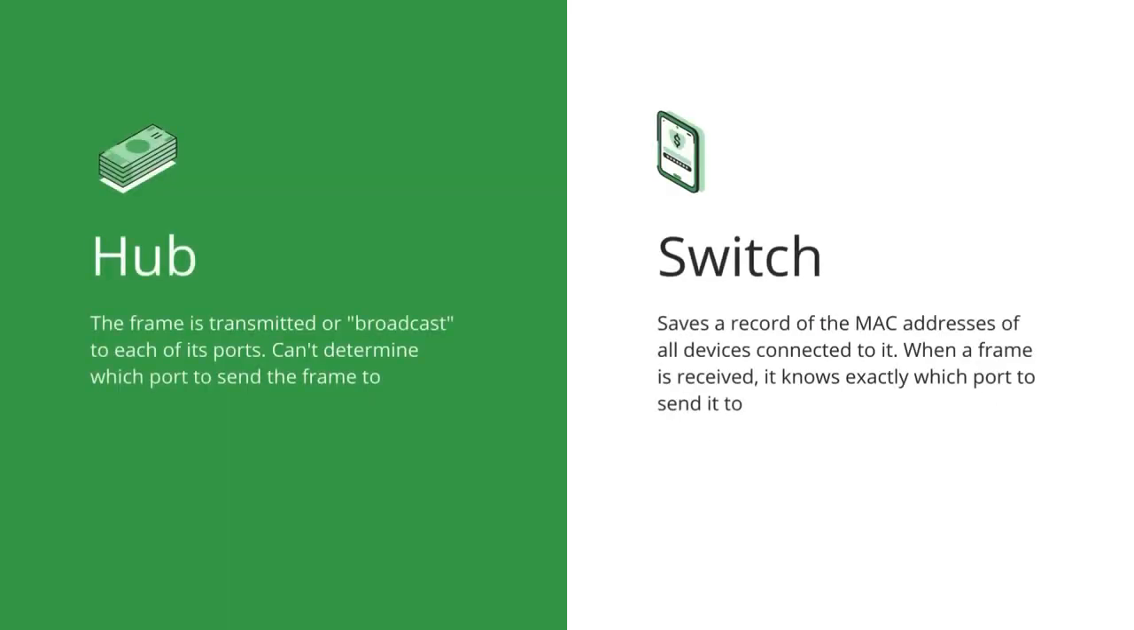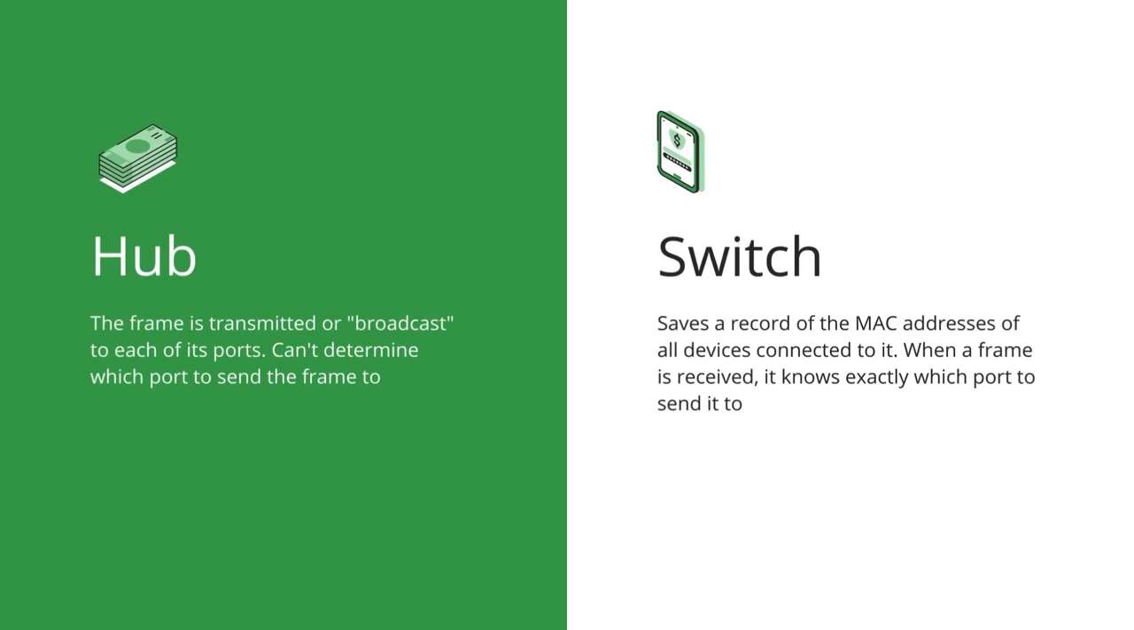Now about the difference between the hub and the switch. In network equipment and devices, data is usually transmitted as a frame. When a frame is received, it is amplified and is then transmitted to the destination port of the personal computer. The big difference between a hub and a switch is the way frames are delivered. In a hub, a frame is transmitted or broadcast to each of its ports. It does not matter that the frame is intended for only one port. That is, the hub cannot determine which port to send the frame to.